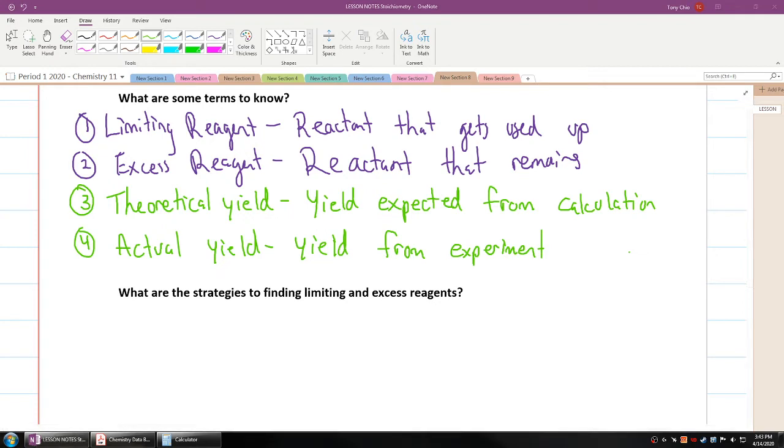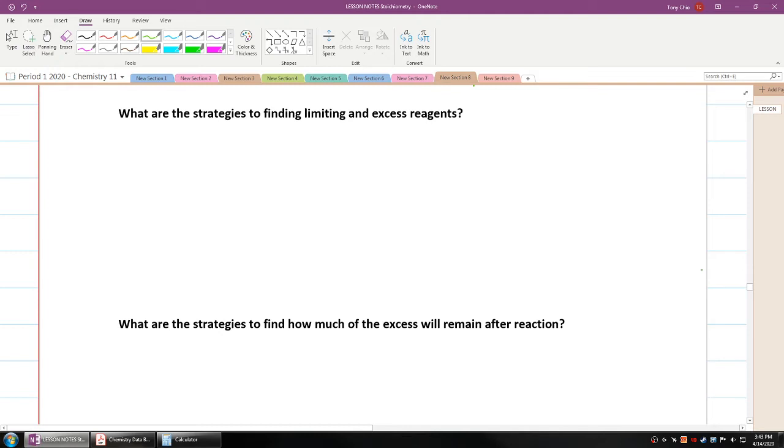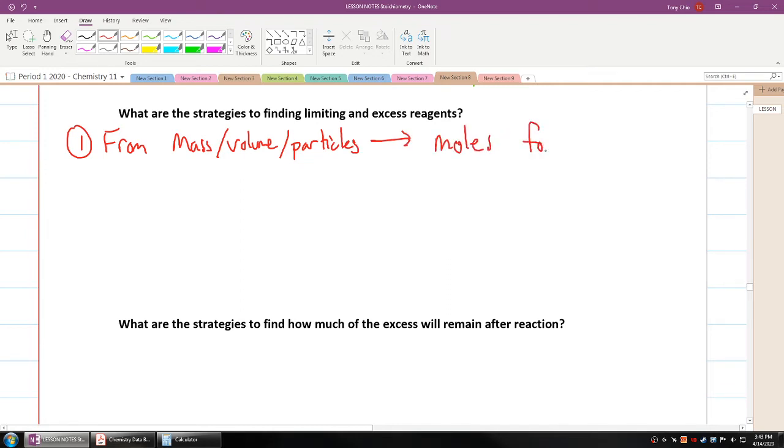So let's go over strategies on how to solve for limiting and excess reagent. So what do you want to do? Well, step one. From your mass, volume, or particles, convert this to moles for all reactants. That's the first step. You want to convert whatever mass, volume, or particles you have to the moles for all reactants.